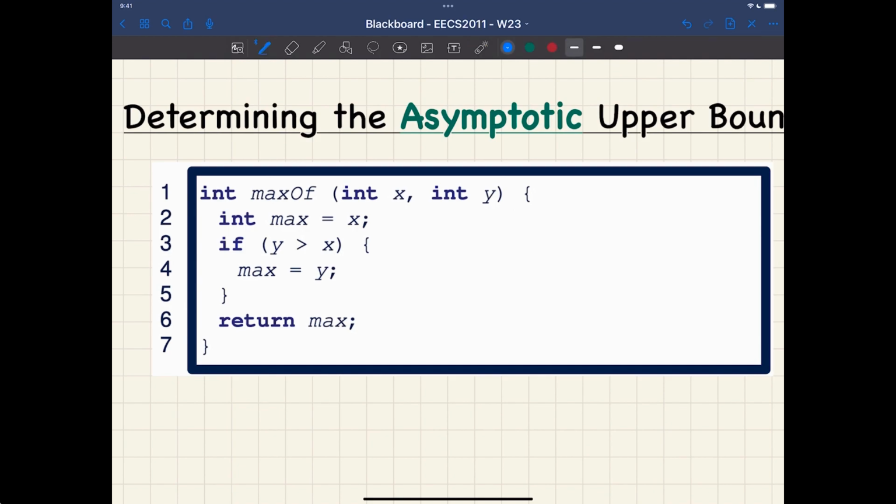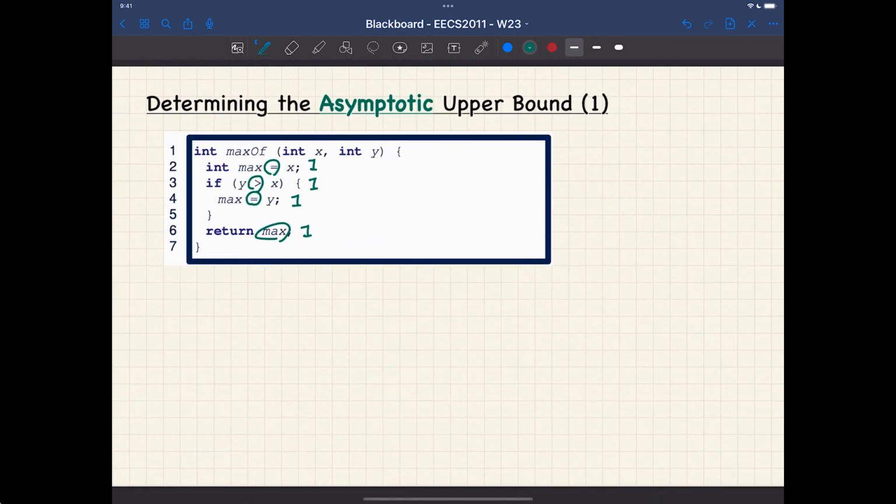I can still judge line by line. This one, just an assignment, I'll put 1. This one, just a comparison, also 1. This one, just an assignment, I can put 1. This one, just a return, also 1. Basically, even if it's more than 1 primitive operation, I'll still put 1, telling you it's just constant. And overall, I'll put big O of 1 plus 1 plus 1 plus 1, which is 4. You can think of it as just big O of 1. That will be the final answer.